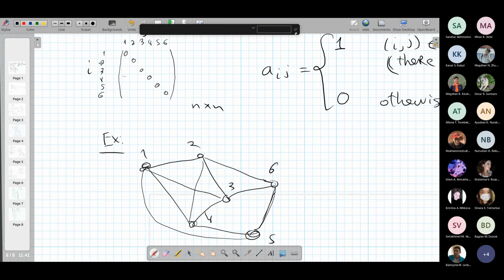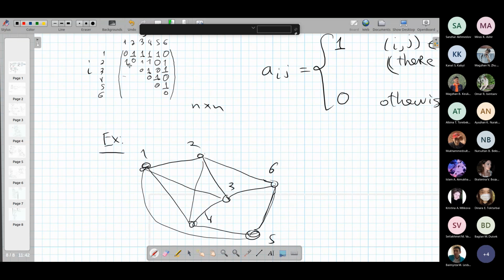Okay, so 1 goes to 2, 1 goes to 3, 1 goes to 4, 1 goes to 5. It doesn't go to 6. 2 goes to 1, 3, 4, 6. 3 goes to 4, 6. 4 goes to 5 and doesn't go to 6, and 5 goes to 6.